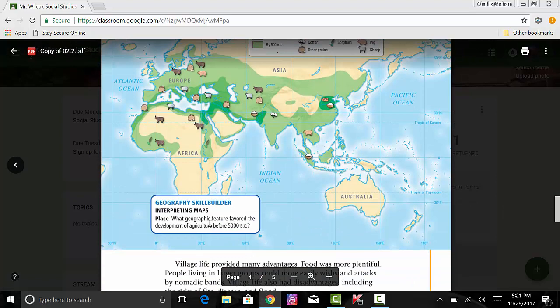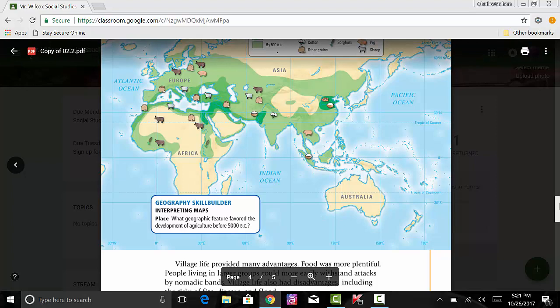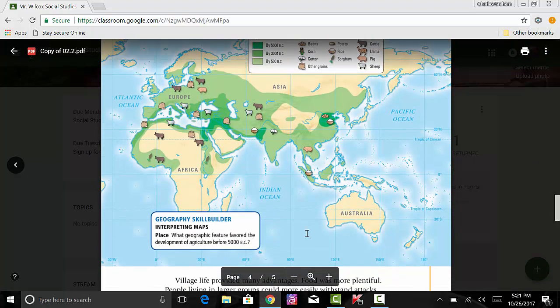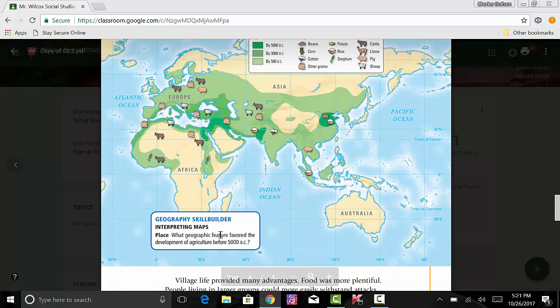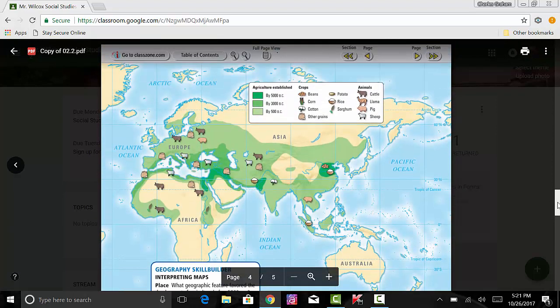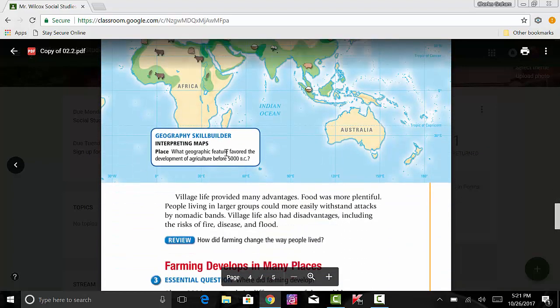What geographic feature favored the development of agriculture before 5,000 BC? Well, you use your map skills in order to answer that question. You can look at the map and you can think about it. You can go and dig deeper by reading the text. You're probably going to want to think about how to answer that question.